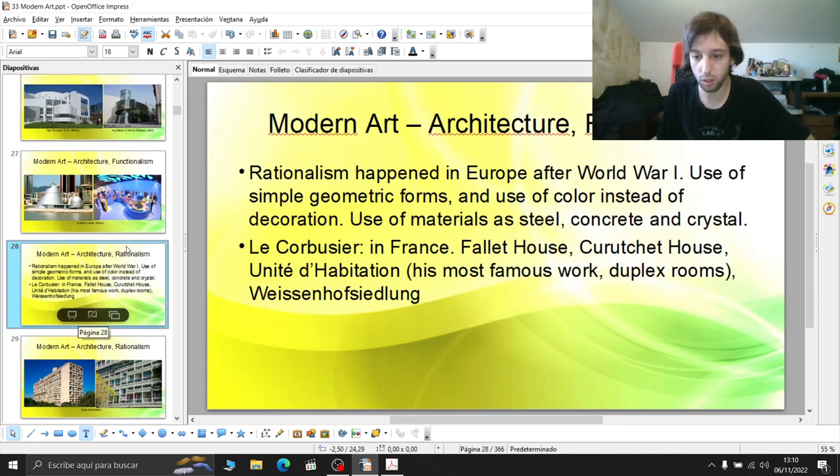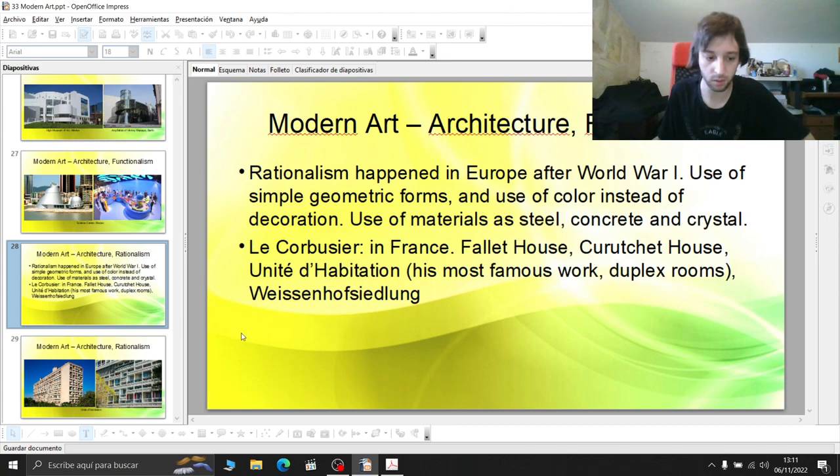Rationalism happened in Europe after World War I. Use of simple geometric forms and use of color instead of decoration. Use of materials such as steel, concrete, and crystal. Le Corbusier in France, and here different buildings, with the Unité d'habitation as his famous work, with duplex rooms.